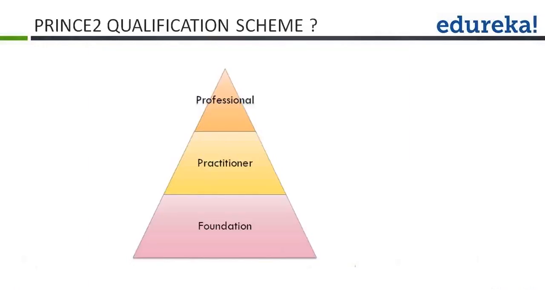Now, let's have a quick overview of the Prince2 qualification scheme. In Prince2, the basic level certification is foundation. Once you are through with the foundation, the next level certification is called practitioner. Foundation checks your basic skills, whether the basic fundamentals of Prince2 are clear or not. Practitioner checks your application level skills of Prince2 concepts, and then there is a professional exam, which is totally a case study oriented exam. Let's discuss all these levels of exam in detail.